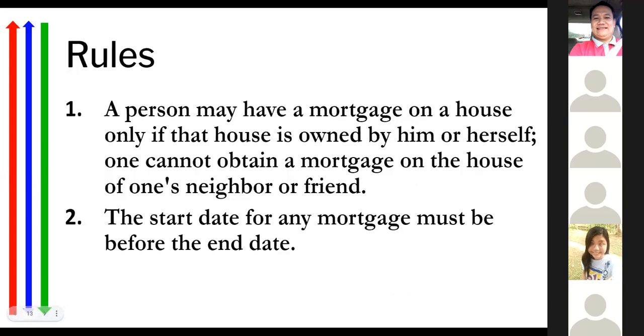Okay. So, there are some rules to follow for a person to have a mortgage. First, a person may have a mortgage on a house only if that house is owned by him or herself at hindi ng kanyang kapitbahay. Of course, kailangan sa kanya yung bahay. And pangalawa, the start date for any mortgage must be before the end date. So, ganun naman talaga, di ba? Pag nagbabayad tayo ng mortgage sa bahay, dapat before siya nung due date natin. Okay, next slide.